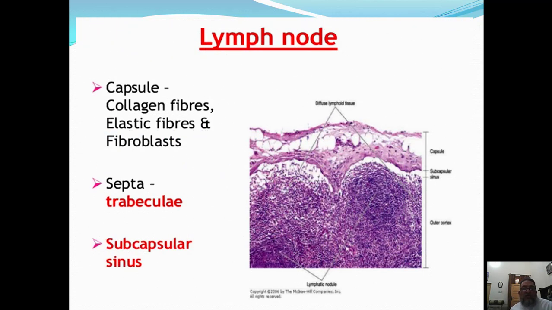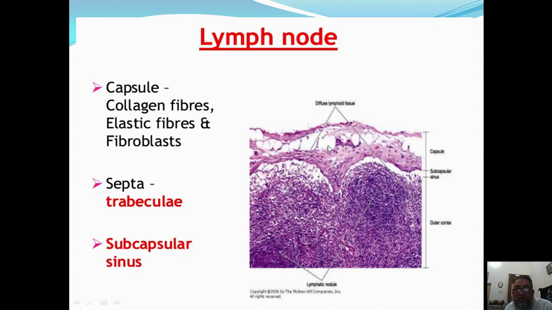The connective tissue framework consists of a capsule, which is the outermost structure made up of collagen fiber, elastic fiber and fibroblasts. This capsule sends connective tissue septa. Look at the picture. This is the outermost part of the H&E stain of the lymph node, the fibrous capsule.